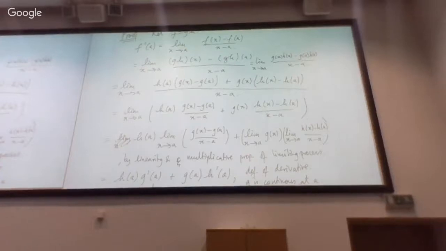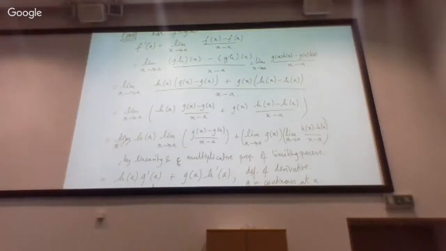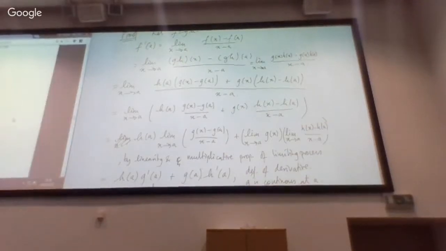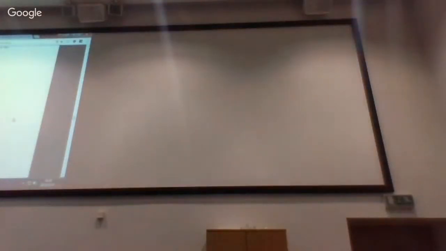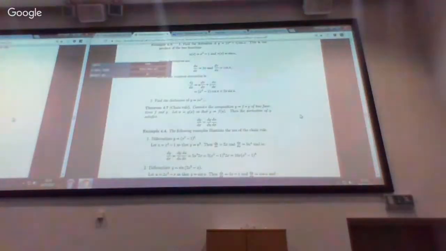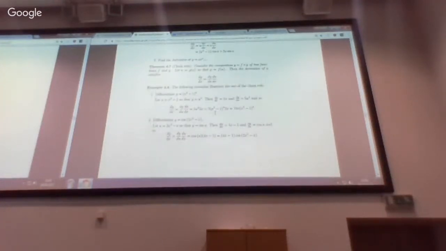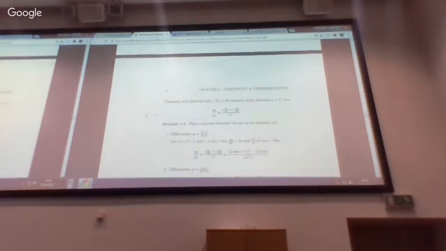So the last 10 minutes or so, we'll be able to look at another couple of properties: the chain rule and the quotient rule. Let's look at the quotient rule first.